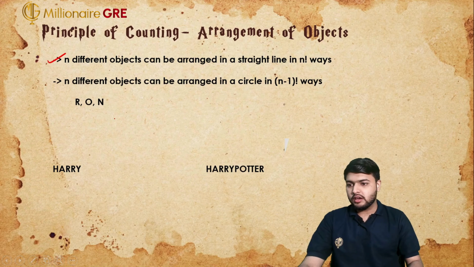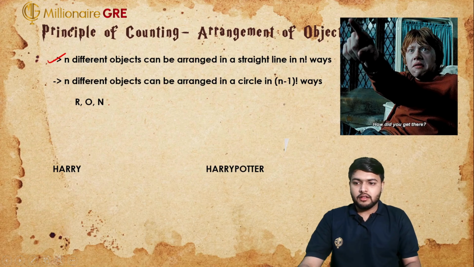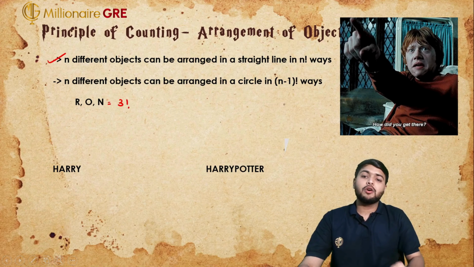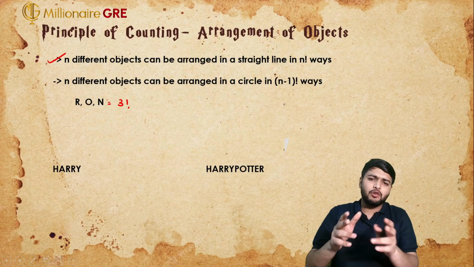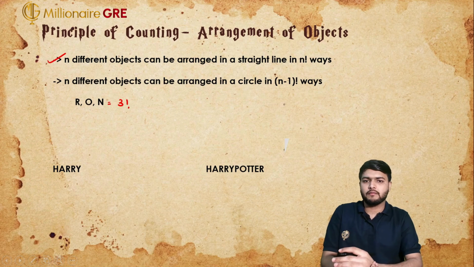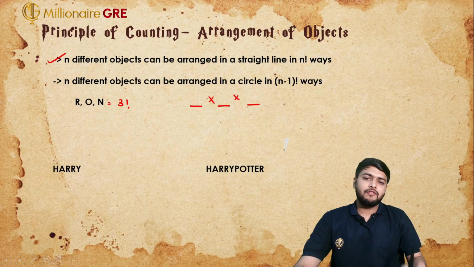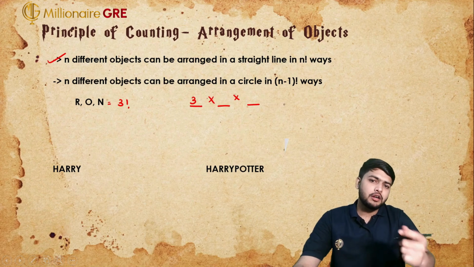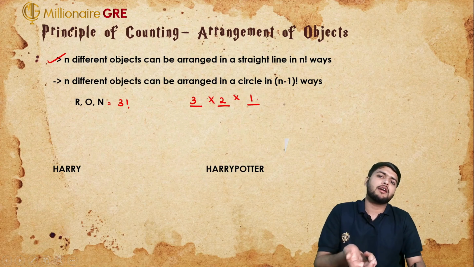For instance, if there are 3 objects RON, there are 3 factorial ways of arranging RON. Right? This is what you get using principle of counting. Let's see how. There are 3 letters, so draw 3 slots. In the first slot, any of the 3 letters can be placed. In the second slot, any of the remaining 2 letters can be placed. In the last slot, the remaining 1 letter will be placed.